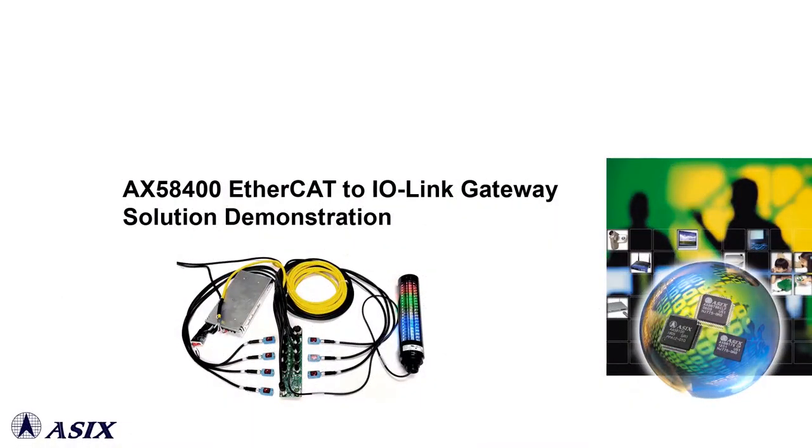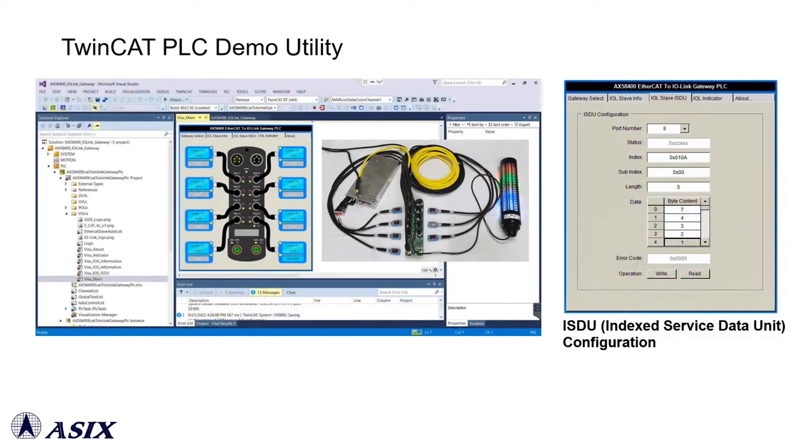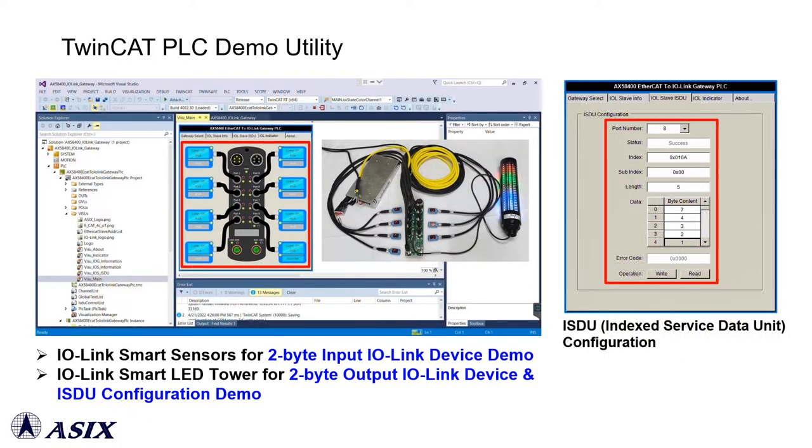The following videos will demonstrate how to run the TwinCAT PLC Demo Utility and EoE Web Server to access the I/O Link Smart Sensor and Smart LED Tower. The first demonstration shows you how to run the TwinCAT PLC Demo Utility to verify the functionalities of the I/O Link Smart Sensor and Smart LED Tower. It also demonstrates how to control the Smart LED Tower by accessing I/O Link ISDU configuration.